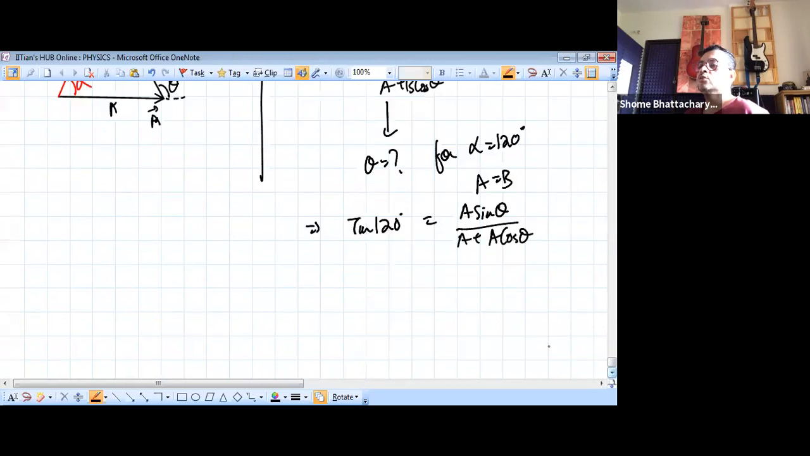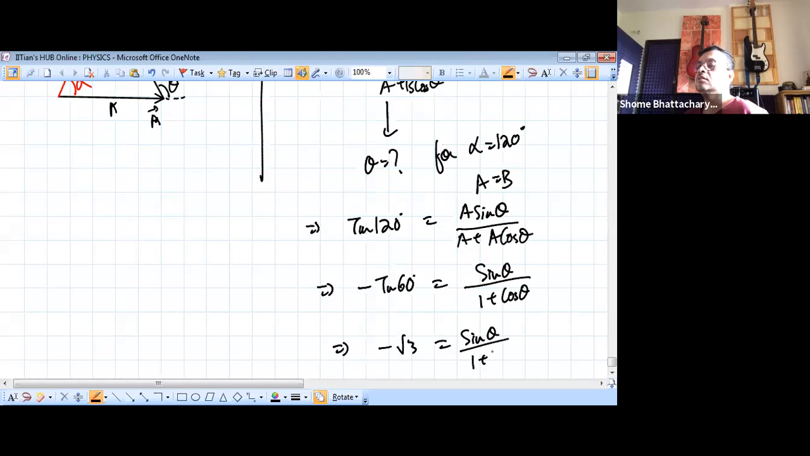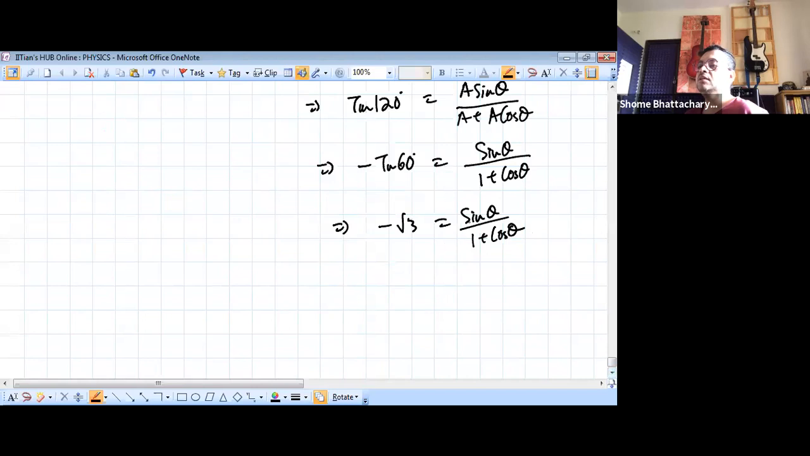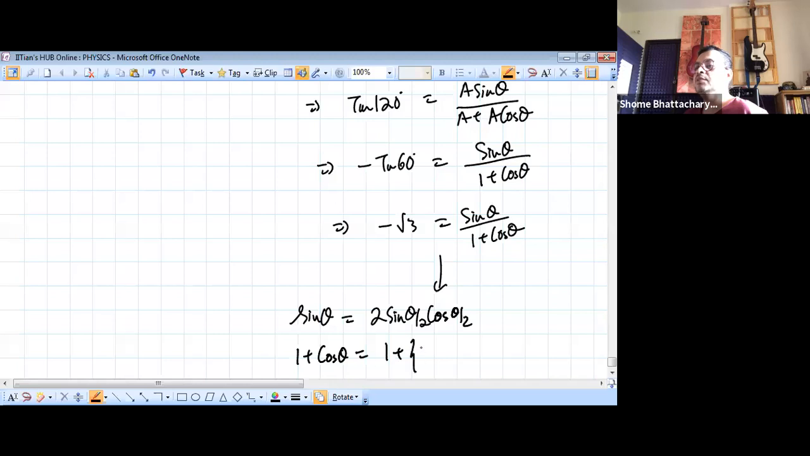So what is tan 120? Minus tan 60. That should be equal to sine theta upon 1 plus cos theta. So minus root 3 should be equal to sine theta upon 1 plus cos theta. Now you can expand this by half angle. You can write sine theta as 2 sine theta by 2 cos theta by 2. You know half angle in trigonometry, no? And 1 plus cos theta can be written as 2 cos square theta by 2 minus 1 plus 1, so that is 2 cos square theta by 2.